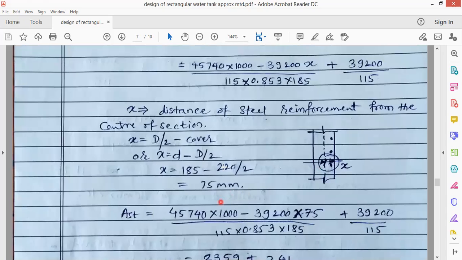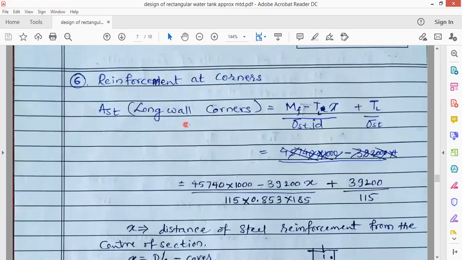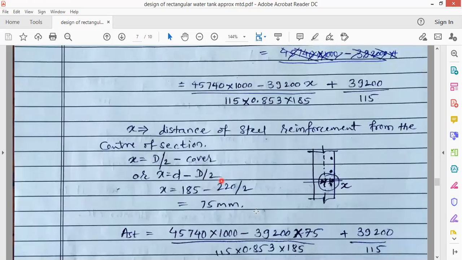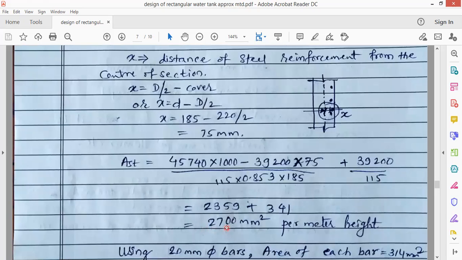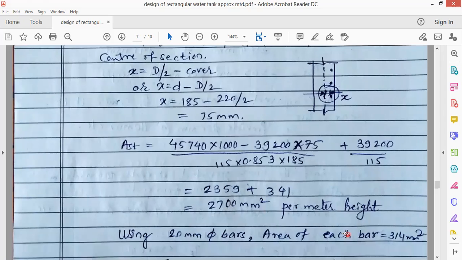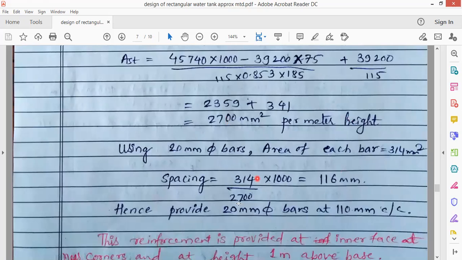So substituting this X value in this equation for the AST calculation for long wall, it is 2700 mm square per meter height. So these reinforcements are provided in horizontal direction. They are not vertical reinforcement. These are horizontal reinforcement. So using 20 mm dia bars, area of one steel bar is 314 mm square. So spacing is equal to 314 divided by 2700 into 1000. So spacing is equal to 116 mm.